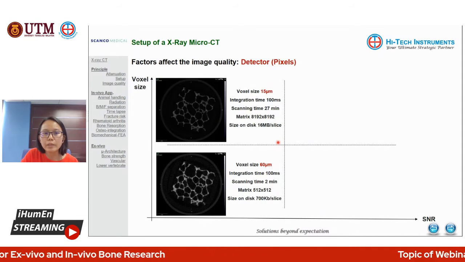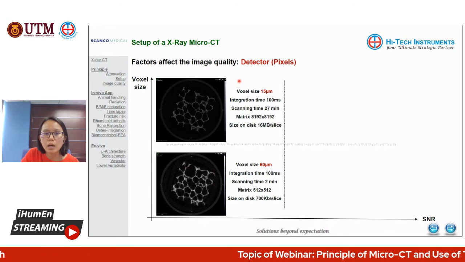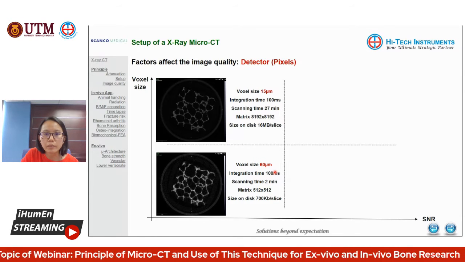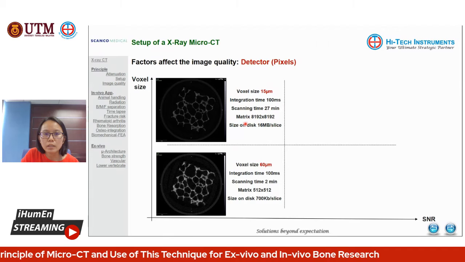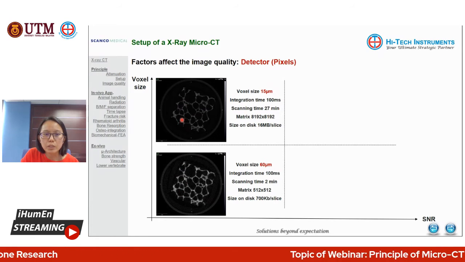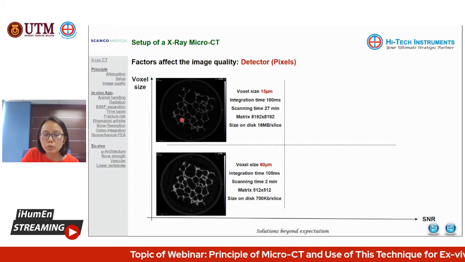So let me give you an example here. This is a low magnification. We captured this by using a voxel size of 50 micron, and this is captured by using a voxel size of 60 micron. You can see the matrix here is 8K by 8K, and the matrix here is 512 times 512. And from this lower magnification image, you wouldn't see much difference. So overall the pictures look okay.